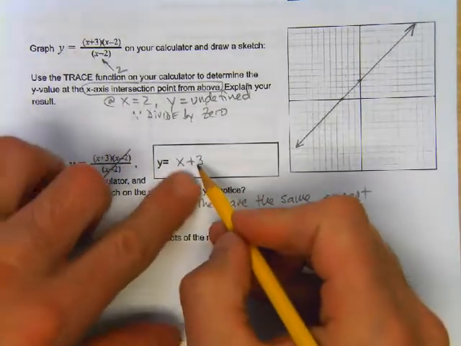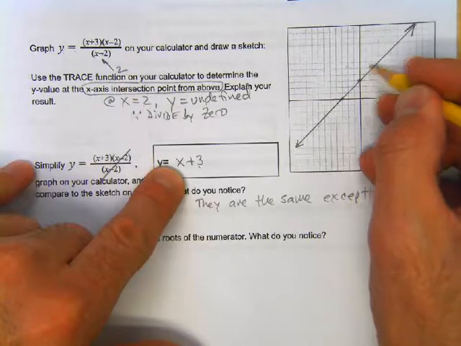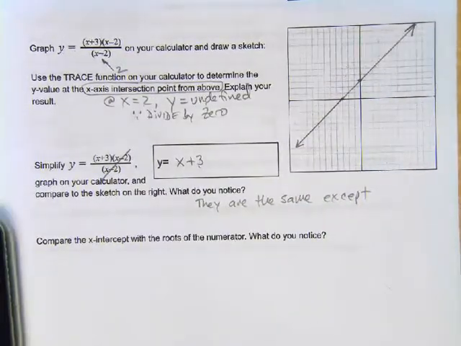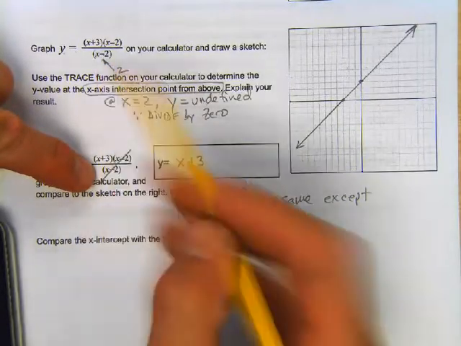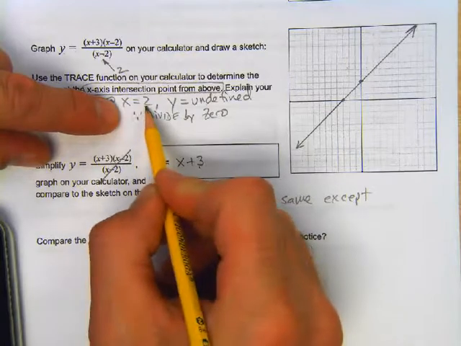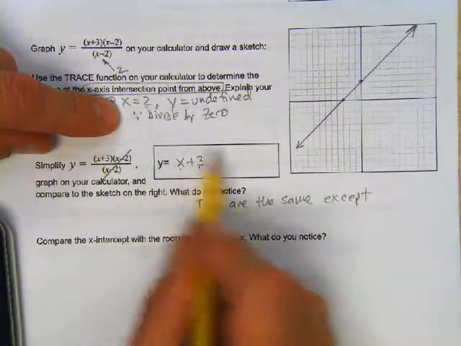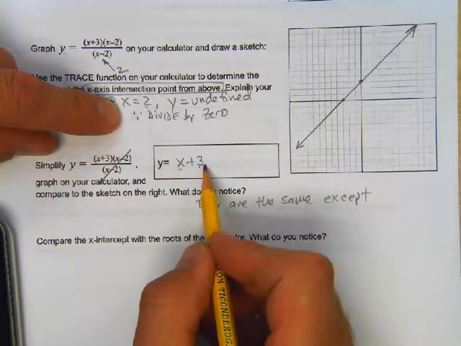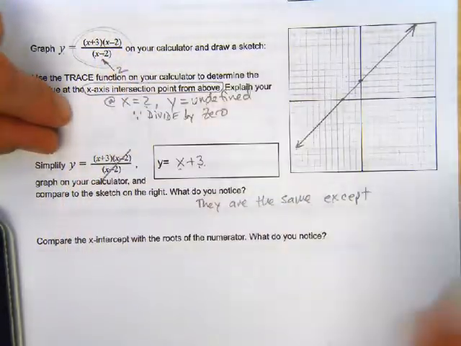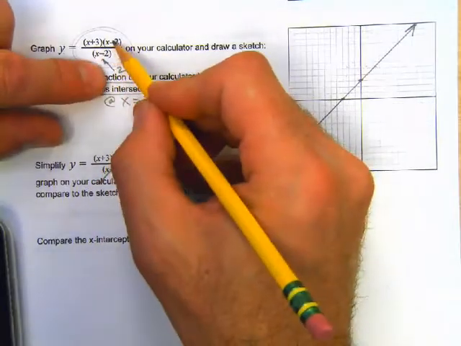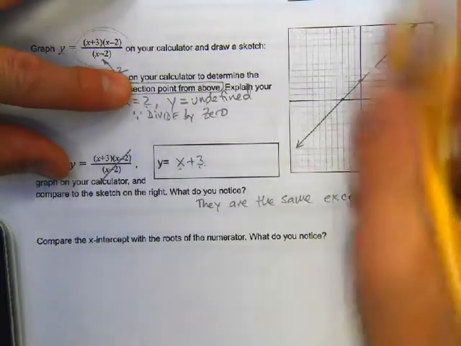What do you notice? They are the same except, well, here's what we know, right? Y-intercept of 3 and a slope of 1, so up 1 over 1, up 1 over 1. So they look the same, but there's one difference. When we have the x minus 2 over x minus 2, we're undefined at x equals 2. Whereas if you plug a 2 into this equation, isn't 2 plus 3 5? Yeah. So it exists for this, but not for the rational function.